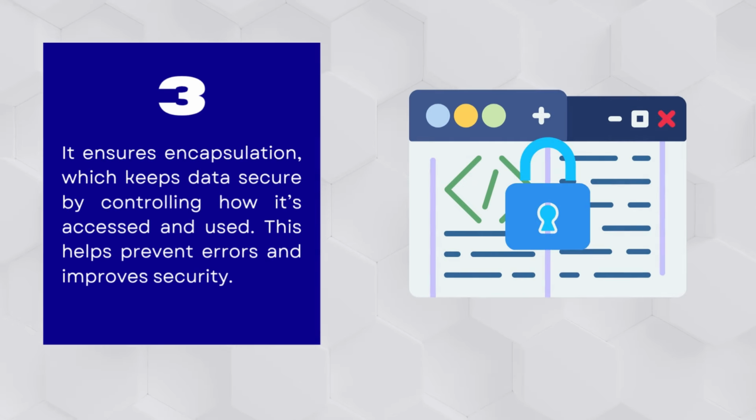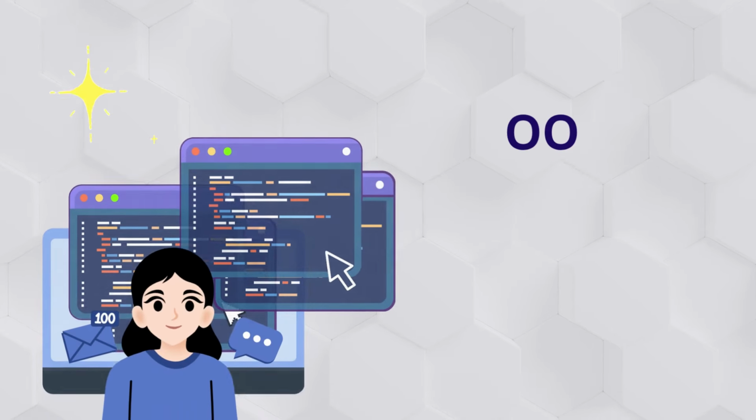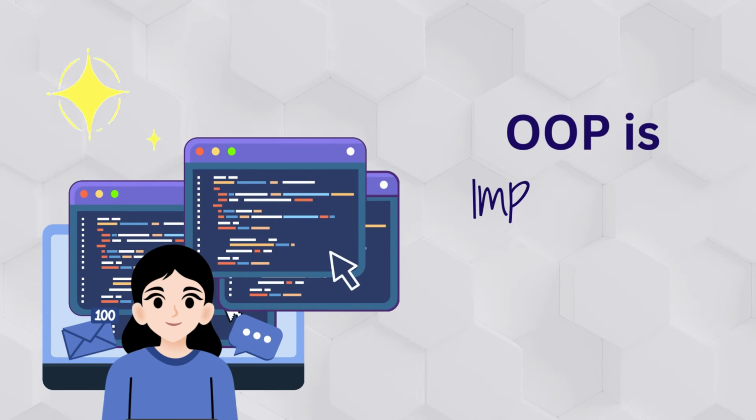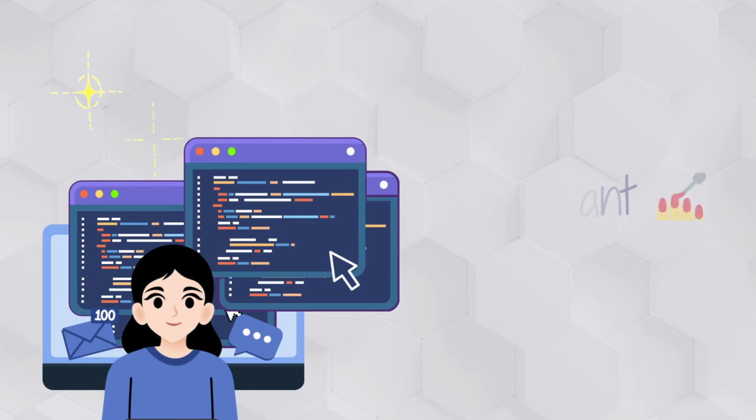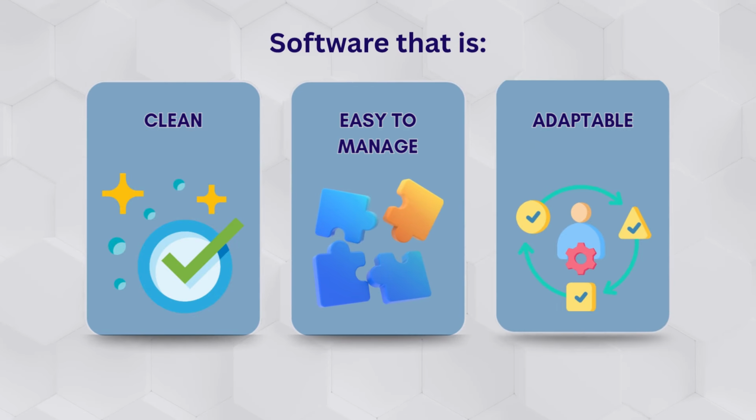Third, OOP ensures encapsulation, which keeps data secure by controlling how it's accessed and used. This helps prevent errors and improve security. In short, OOP is important because it helps developers build software that is clean, easy to manage, and adaptable, which are essential in today's rapidly advancing field of technology.